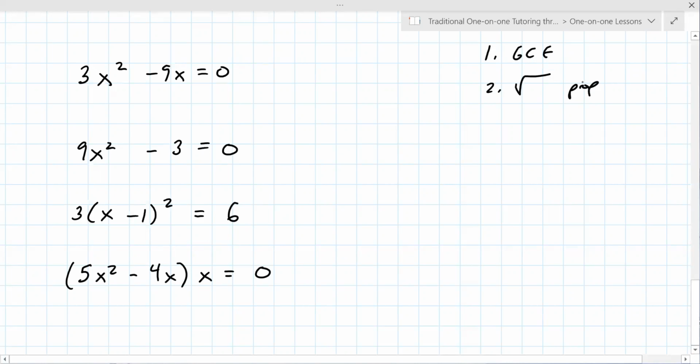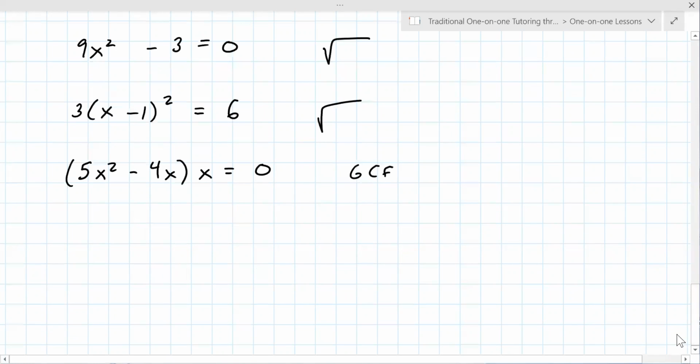I think the bottom one's GCF. Okay, it is. Top one's GCF. And then 2 and 3 are square root property. Okay, I agree with that. Now this last one here, it's in a weird form. You can actually factor more out of this, like it's 5x minus 4, and then there's another x here also.